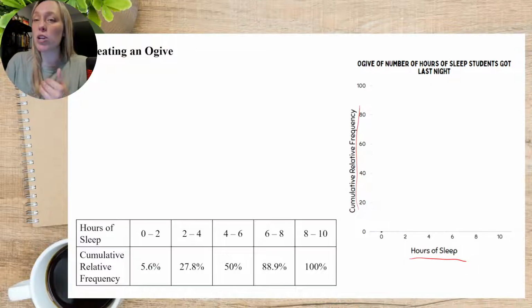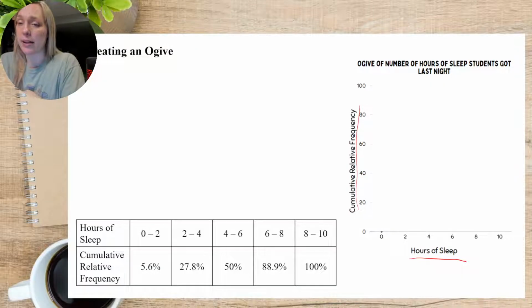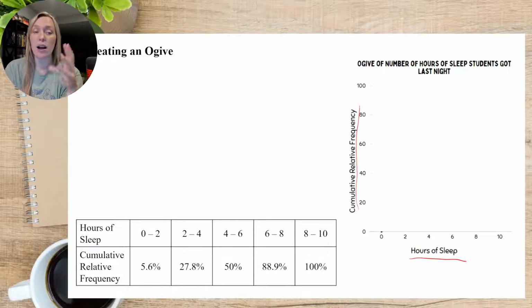But this is going to be an ogive of the number of hours of sleep students got last night. Here's my frequency table again of the cumulative relative frequencies we just found. I just put it horizontally. Now the rules for graphing this. How do we graph this?